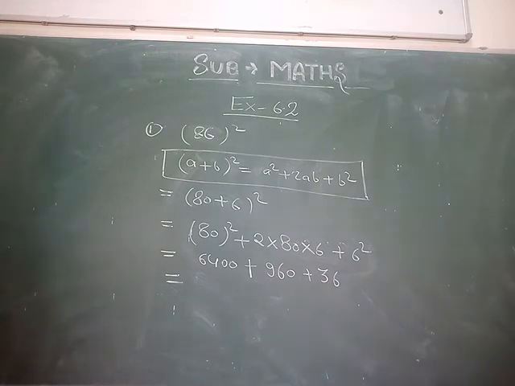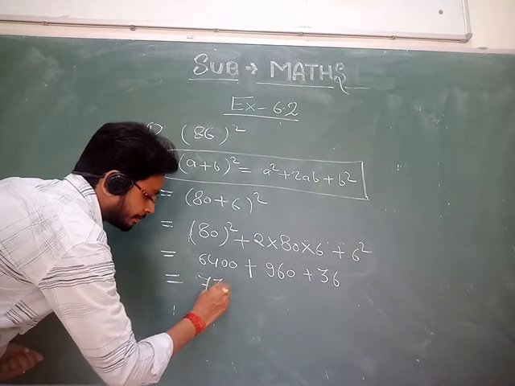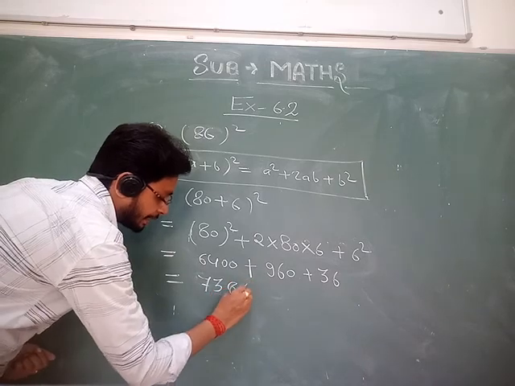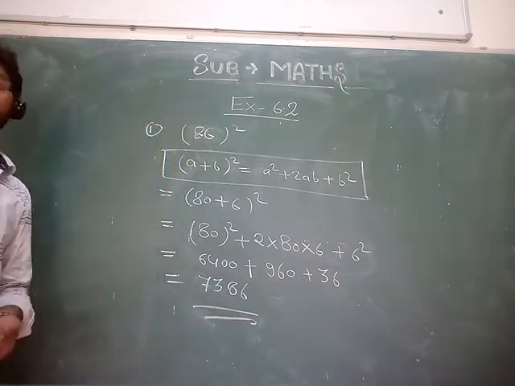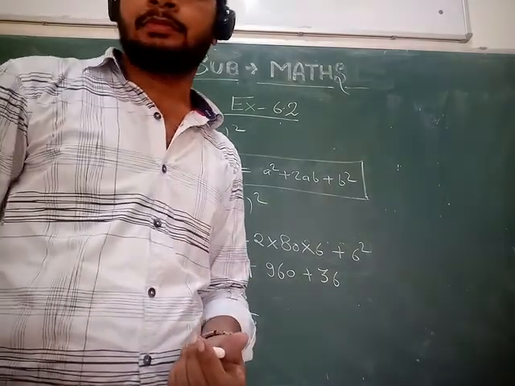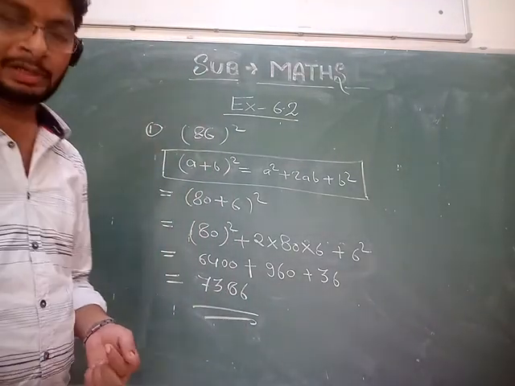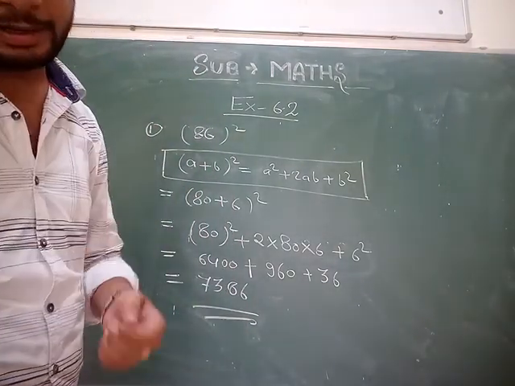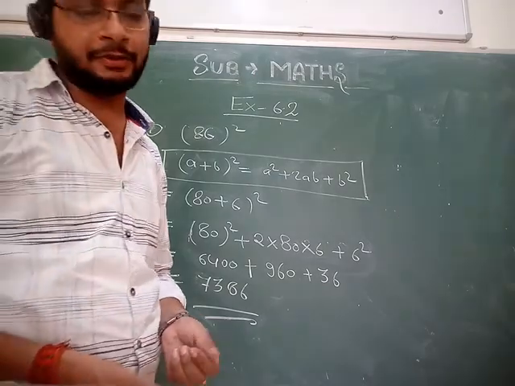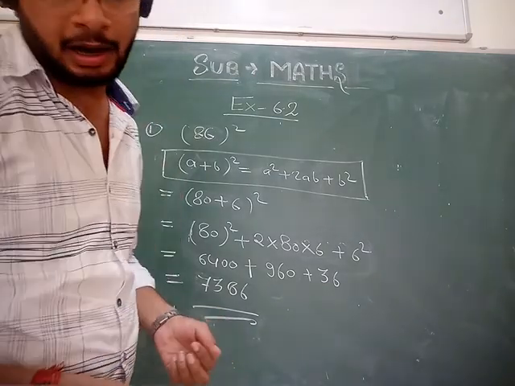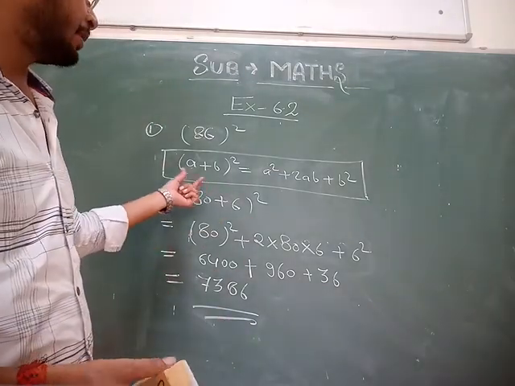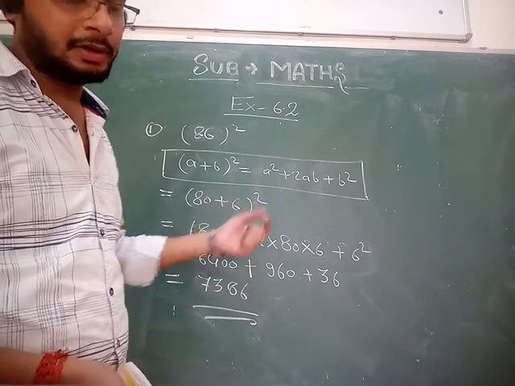So what will be the answer? The answer will be 7386. Okay. So I think all the parts of the first question are very simple and easy, you can do them by yourself.